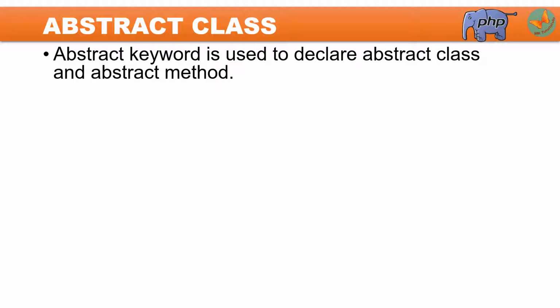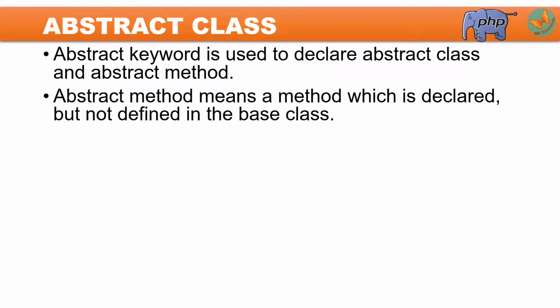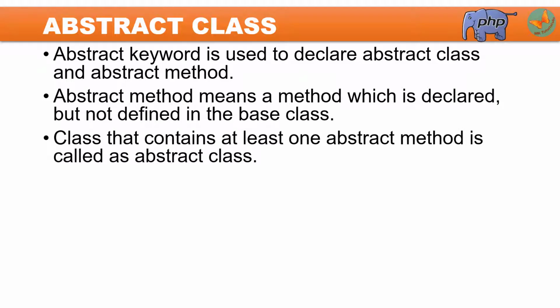The first thing that you should always remember is that abstract class or abstract method is declared using the abstract keyword. Abstract method means a method which is declared but not defined in the base class. Base class means your parent class. A class that contains at least one abstract method is called an abstract class. Other than these abstract methods, the abstract class can contain some normal properties and methods. But to consider it as an abstract class, it should have at least one abstract method.